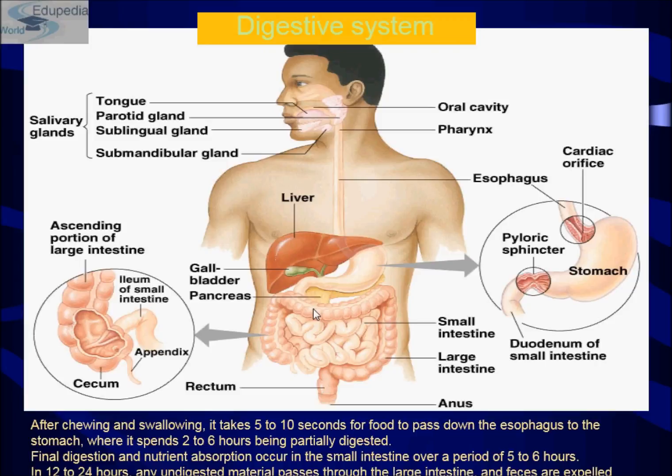After chewing and swallowing, it takes just 5 to 10 seconds for the food to pass down the esophagus to the stomach, where it spends just 2 to 6 hours being partially digested. Finally, digestion and the nutrient absorption occur in the small intestine over a period of 5 to 6 hours. In 12 to 24 hours, any undigested material passes through the large intestine, and the feces, you can say the excreta, are expelled through the anus.